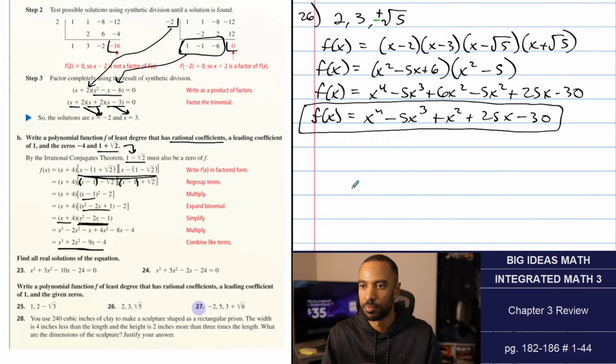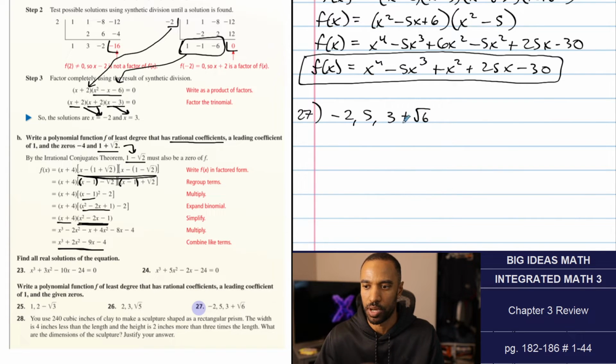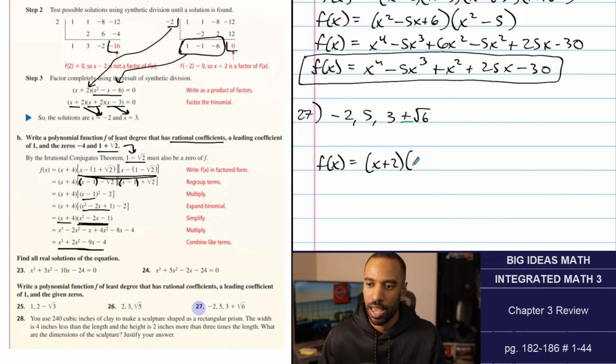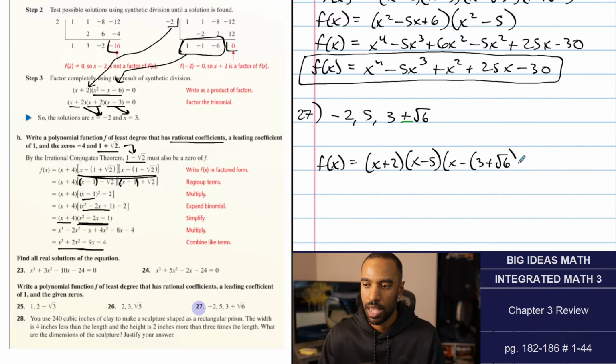Number 27. Number 27, we have negative 2, 5, and 3 plus root 6. Of course, this will mean with rational coefficients, we also need a 3 minus root 6. Let's go to the form that they did this time, just to kind of satisfy every little bit of it. F of x equals, we're going to have x plus 2, x minus 5. Now, we're going to subtract 3 plus root 6. And we're going to subtract 3 minus root 6.